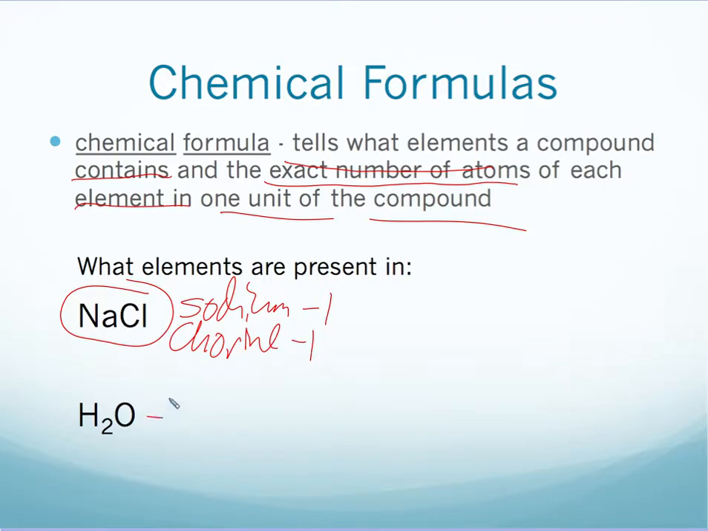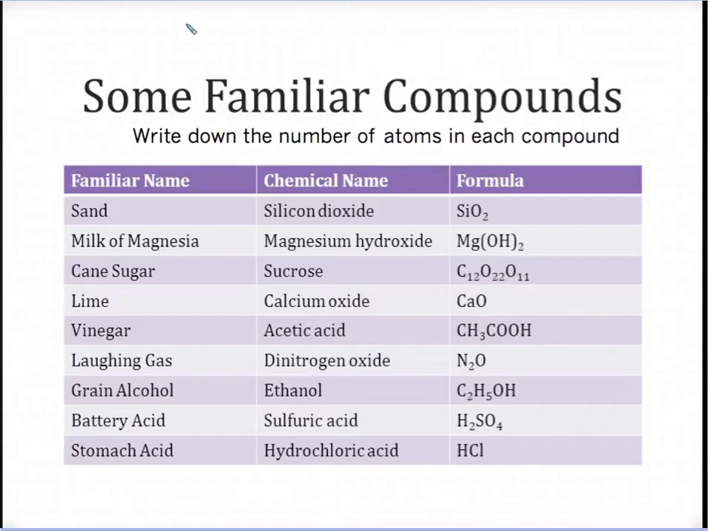Down here, you should be familiar with this. This is water. Water is made of H, which stands for hydrogen, and O, which stands for oxygen. How many do I have of each? Well, the little 2 here means I have 2 hydrogens. This is called a subscript. And there's nothing behind the O, so I only have 1 oxygen. But those are chemical formulas.